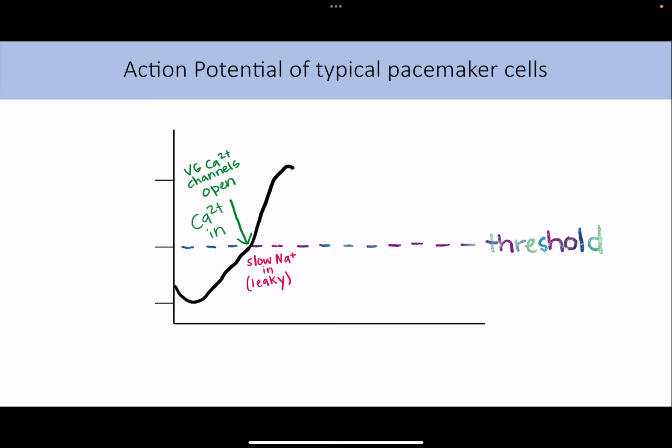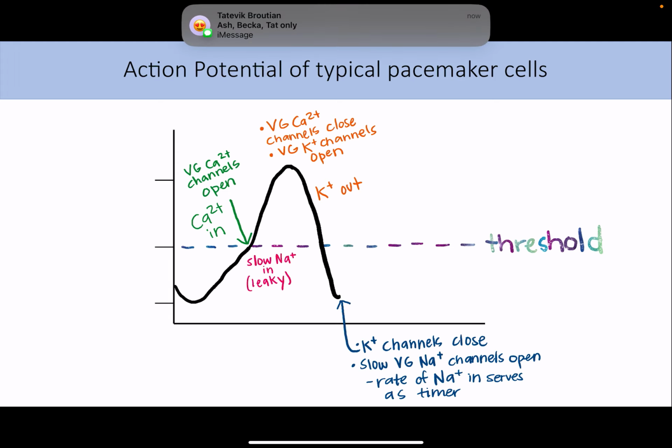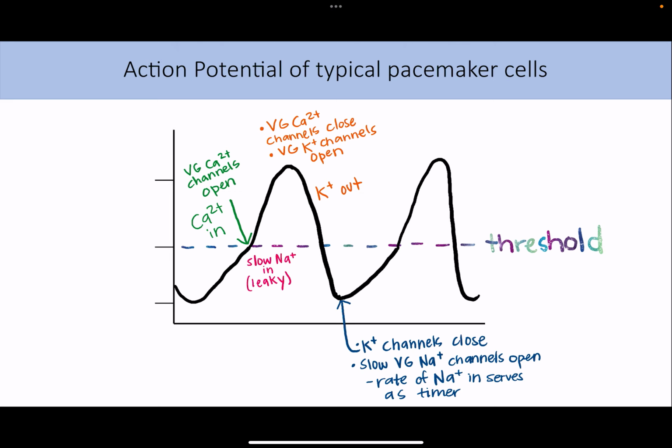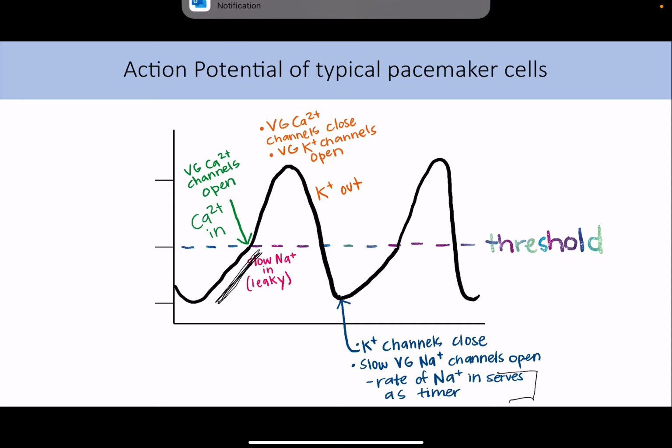And then the repolarization is the same. We switch to voltage-gated potassium channels. Potassium moves out of the cell. We have an efflux of potassium out of the cell until we go back down to our original resting membrane potential. And then it happens again. So once we reach our resting membrane potential again, the potassium channels close, and then we have slow voltage-gated sodium channels open to help us reach threshold once again. And the rate that the sodium comes in right here during this phase is slow leaking in. The rate of that is going to determine how fast our heart beats. So that rate serves as our timer.